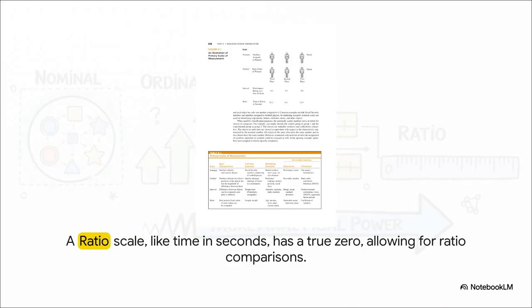Okay, now let's look at their finishing times in seconds. This is a ratio scale. And why is that? Because 0 seconds means a true absence of time. And having that true 0, well, it's a total game changer. It means we can make real ratio comparisons. We can say without a doubt that a runner who finished in 20 seconds took twice as long as someone who finished in 10. This is the most powerful, most informative kind of data you can possibly get.